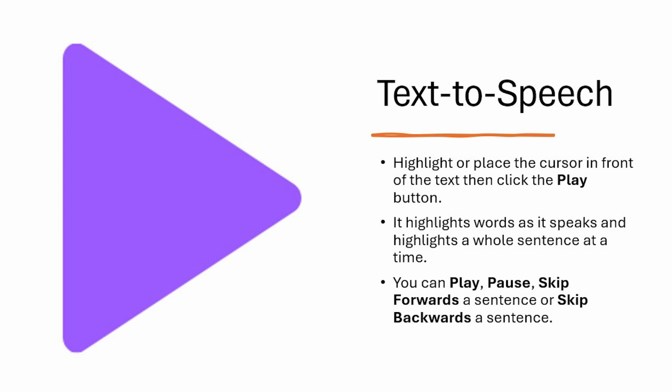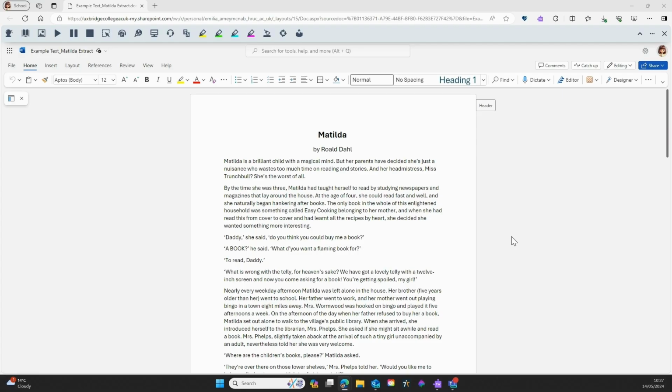The text-to-speech tool is perfect for hearing written text read aloud. You can press play, pause and stop the speech whenever you want. The text-to-speech tool can be used on web pages that do not include images, videos or links, and it can be used in the Microsoft 365 software.